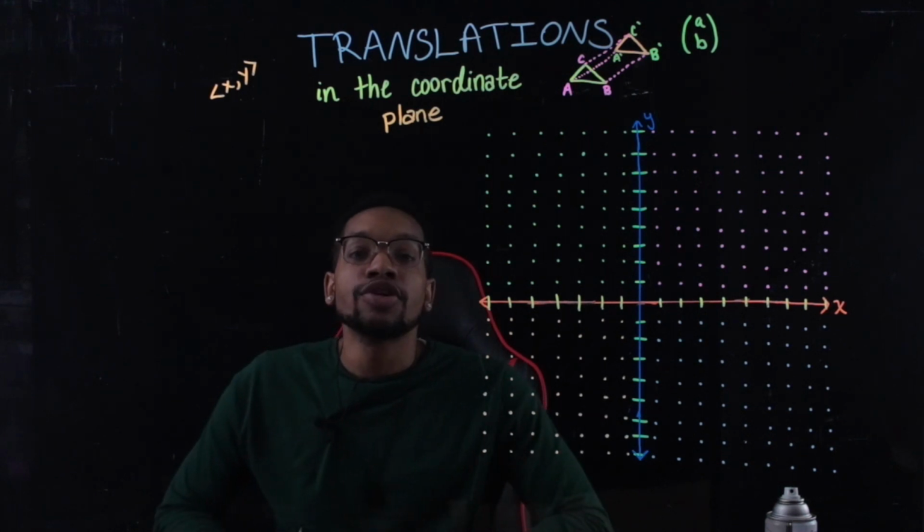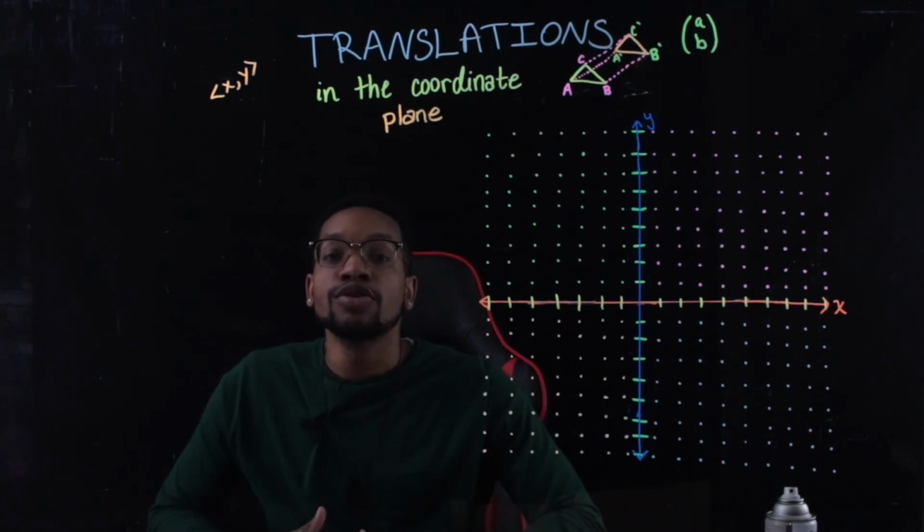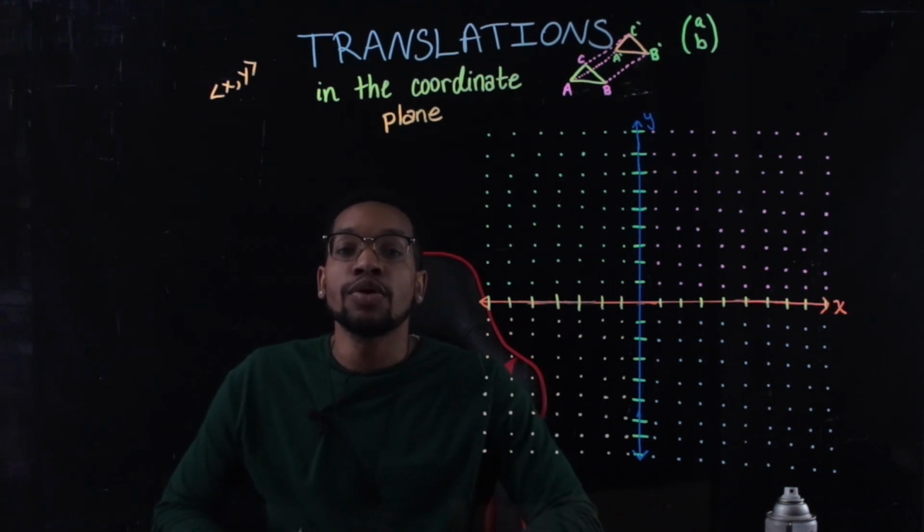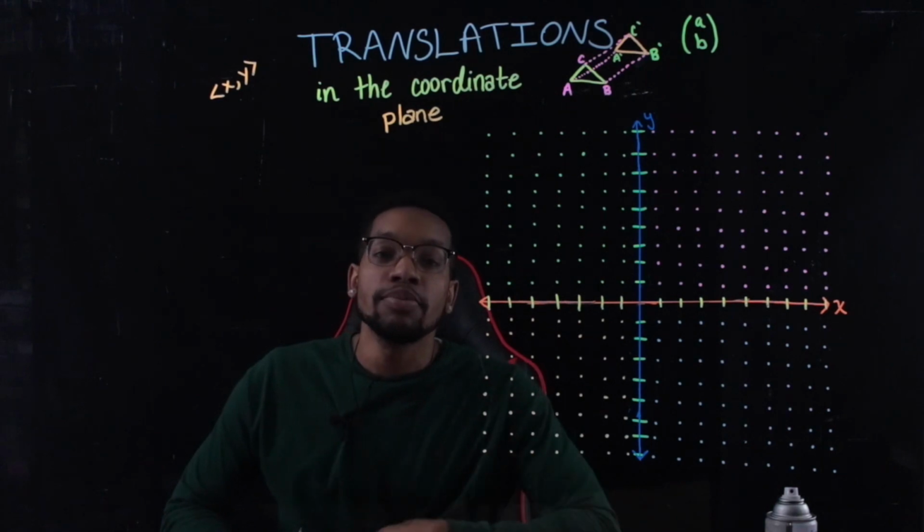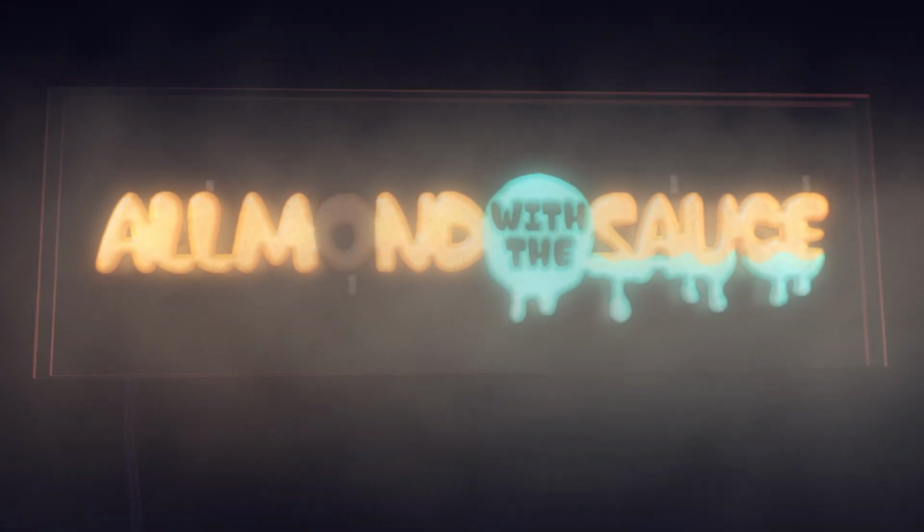In this video, I'm going to show you how to translate a shape, and there's two ways to do it, so make sure you stick around and watch both ways. I'm going to also talk about some properties of translations as well as some examples. So get your pencil, get your paper, and let's go.